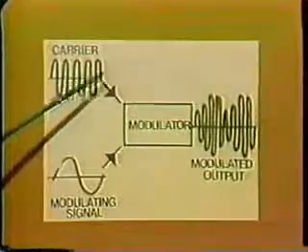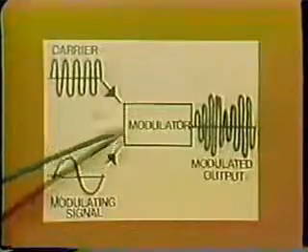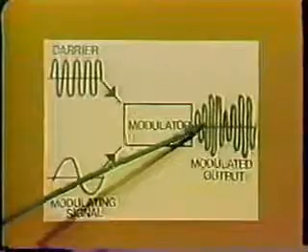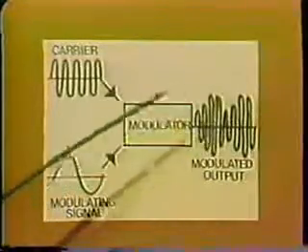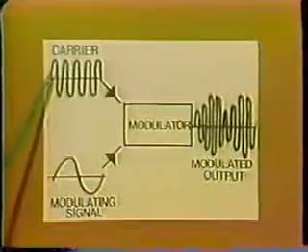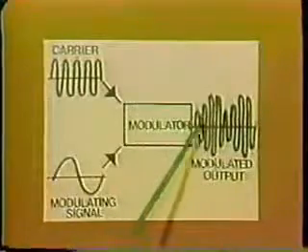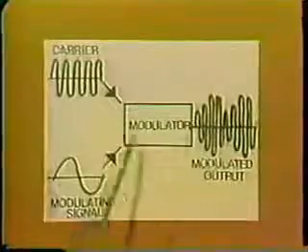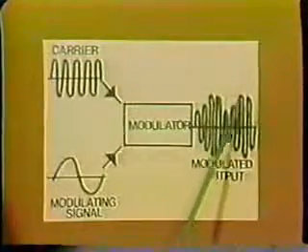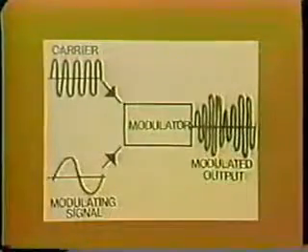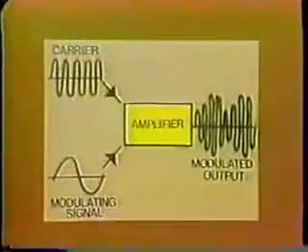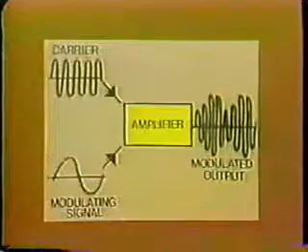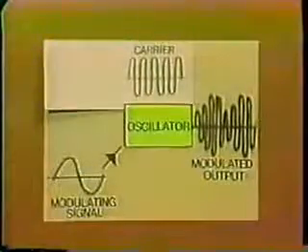We apply both of these signals to the input of the modulating circuit, and the output will be a modulated signal, which looks like this. The frequency of the carrier remains the same, but the amplitude of the carrier now varies at the same rate as the input modulating signal. The electronic circuit which does the modulating can be an amplifier or an oscillator.